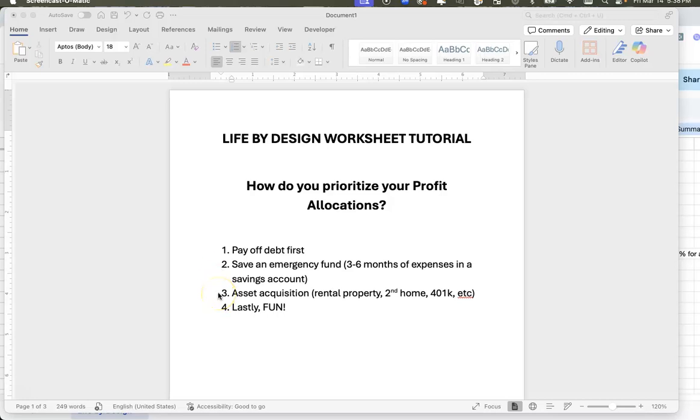Next, we're going to move on to asset acquisition. Do we want to buy a rental property, a second home, stocks, bonds, invest in our portfolio, our 401k, etc.? And then lastly, we want to use some of that money to have fun because after all, life should be fun.